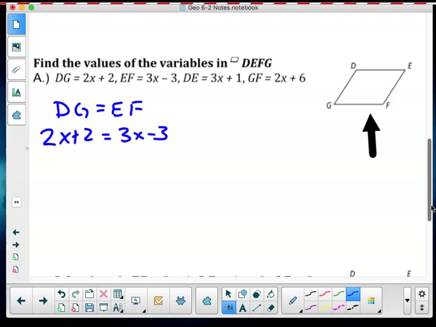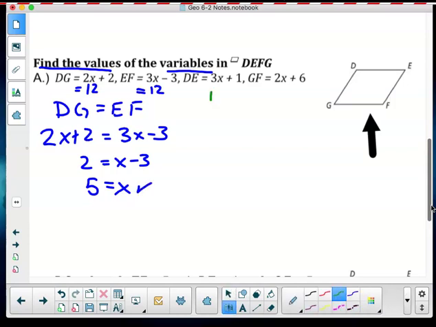And now at this point, after I use my properties, I am in algebra land. So I solve. 2 is equal to x minus 3 because I subtract 2x from both sides. I add 3 and 5 is equal to x. Now, they ask me to find the values of the variables. They don't ask me to find the lengths of the sides. But if I plug my values back in, I can determine if I'm right. So 2 times 5 is 10 plus 2 is 12. 3 times 5 is 15 minus 3 is also 12. So I'm right. I'm done with that one. I'm pretty darn happy. I've checked my work.